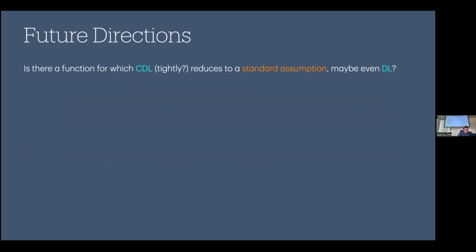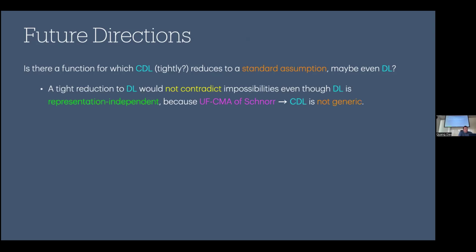One problem I'm interested in is: suppose I give you a group, like an elliptic curve group. Can you tell me a function f for which CDL with respect to that group and that function reduces to some standard assumption in that group, maybe even discrete log? The interesting point is that a tight reduction to discrete log would not contradict the impossibilities, because our reduction is not generic; it computes f, which is a non-generic function. So CDL may potentially introduce a new path to proving tight security of Schnorr under DL itself.